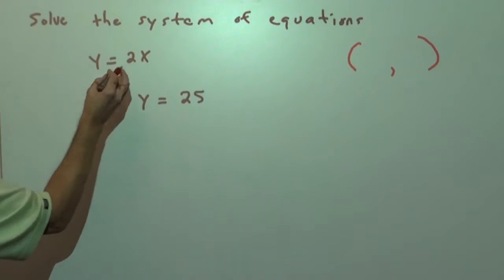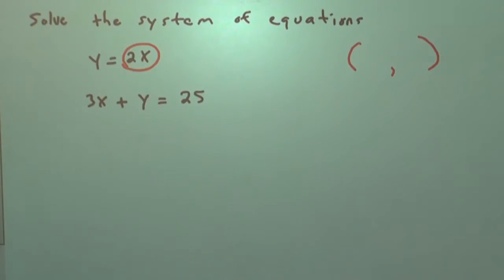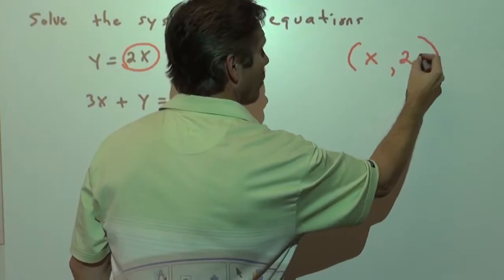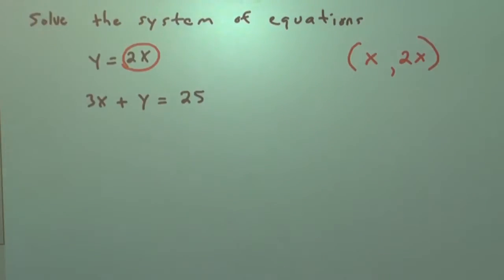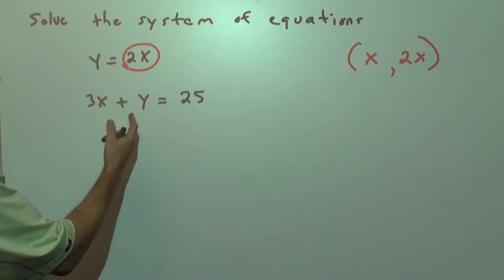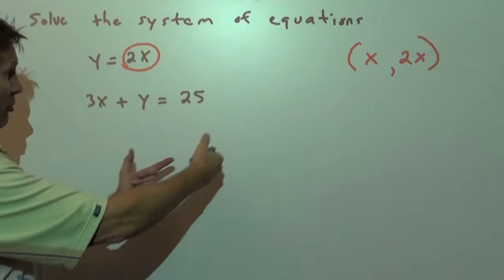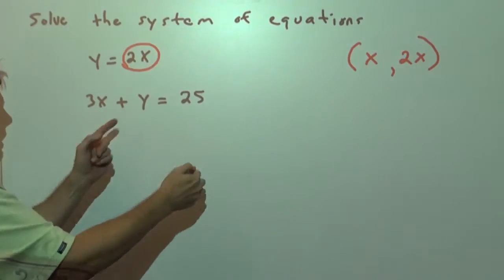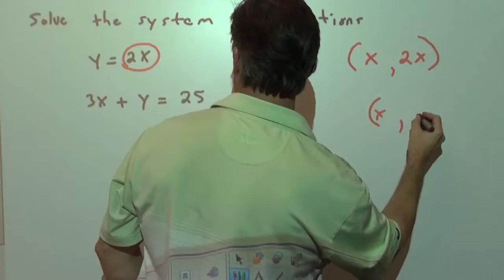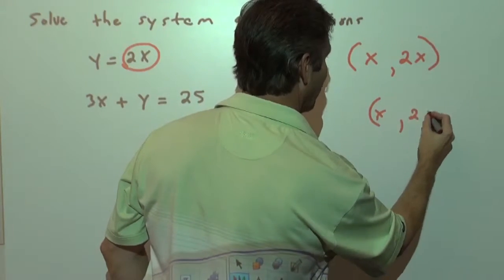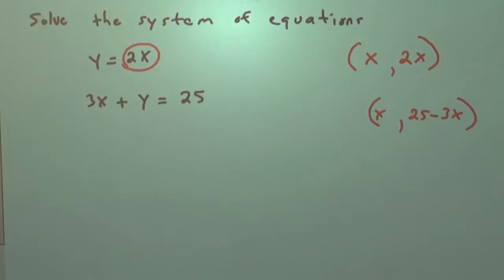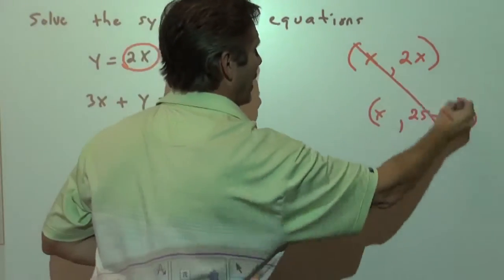So here's what we have. We know that y is equal to 2x. That means in any ordered pair, whatever x is, the y has to be exactly twice as much. But this equation has a different relationship between x and y. If we were to subtract 3x from both sides in this one, then we'd know that y would be whatever 25 minus 3x would be.